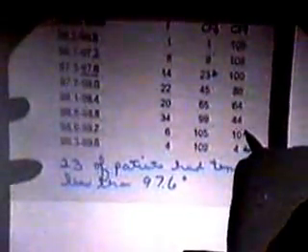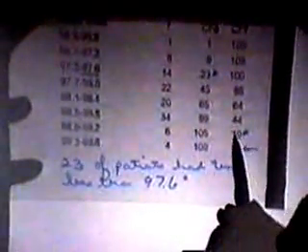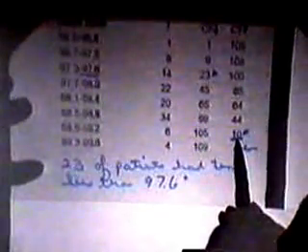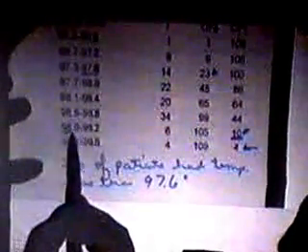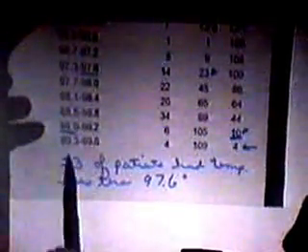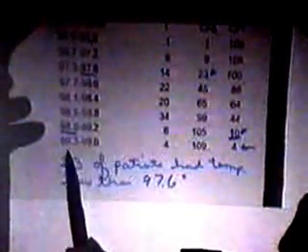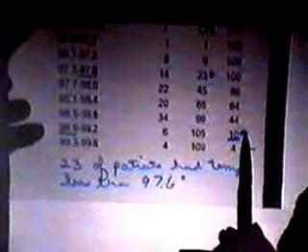If I pick the number 10 here, 10 patients had temperatures more than 98.9, because that's the 6 people that had temperatures in this group and the 4 people that had temperatures in here. So 10 patients had temperatures more than 98.9.